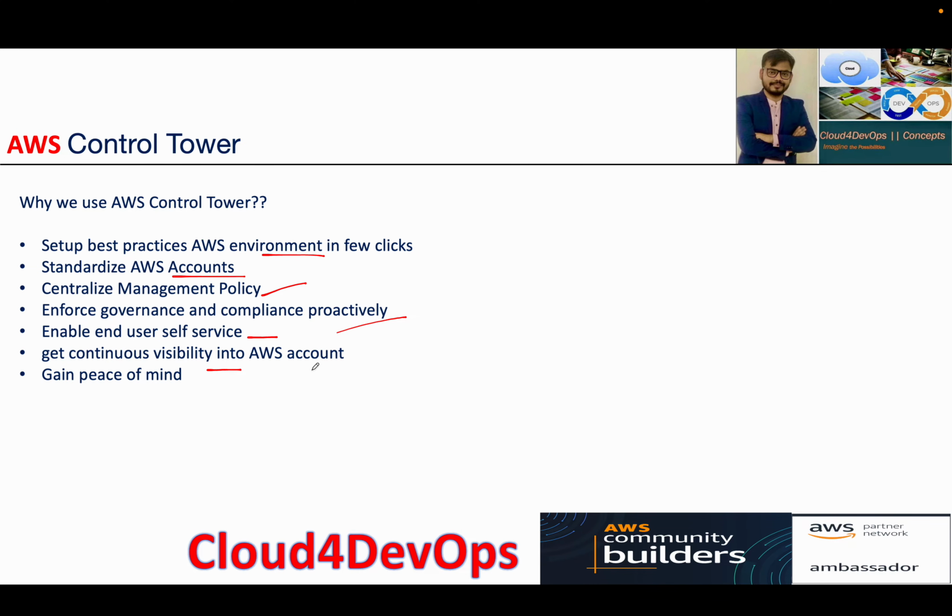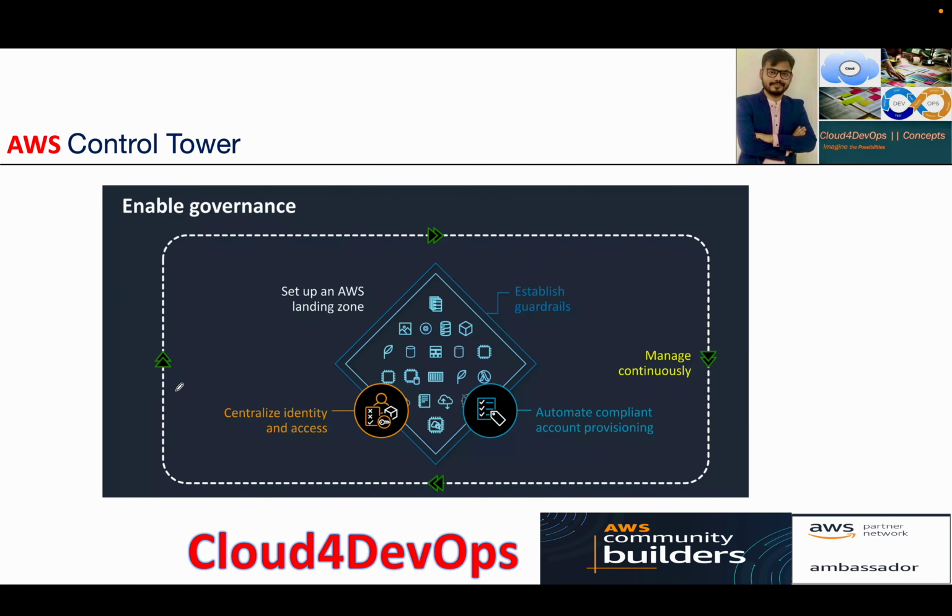Get continuous visibility into your AWS accounts. That's where Config rules come into the picture. We can apply AWS Config security rules that continuously monitor compliance and non-compliance activity. That's one example. And finally, gain peace of mind. If everything in the back end gets configured with best practices, you don't have to worry that tomorrow your account might get hacked. No, it's not possible. I haven't seen that happen in a long time, but you never know.